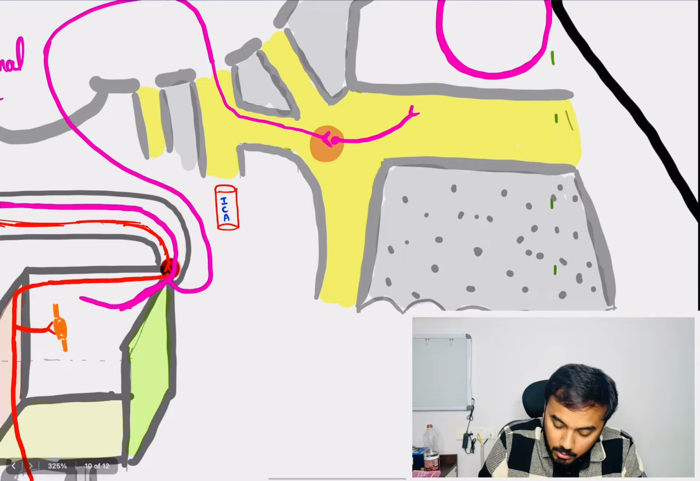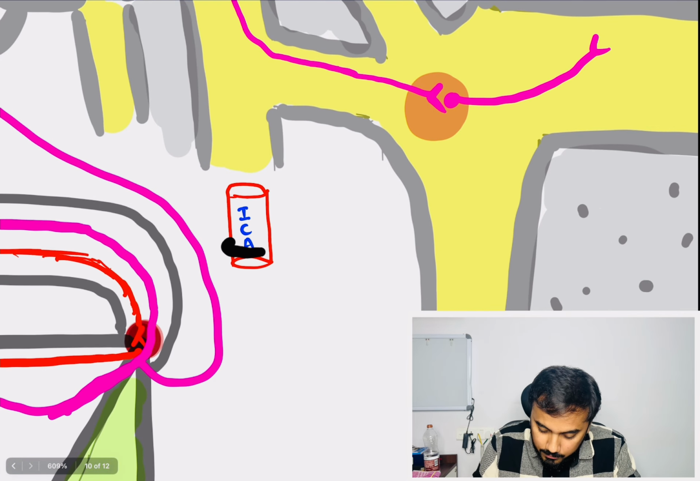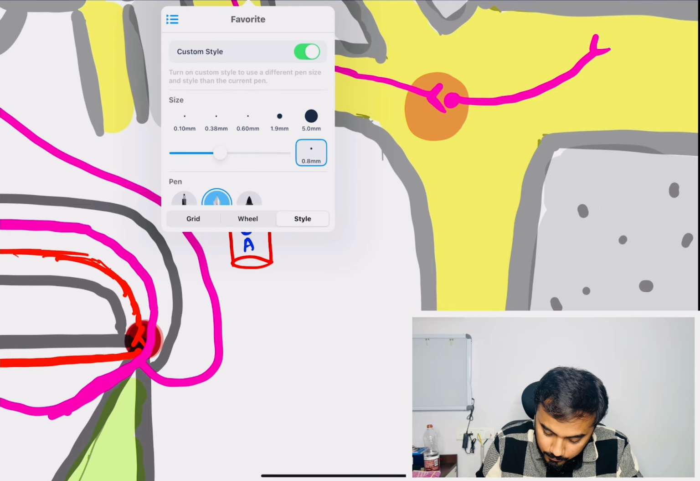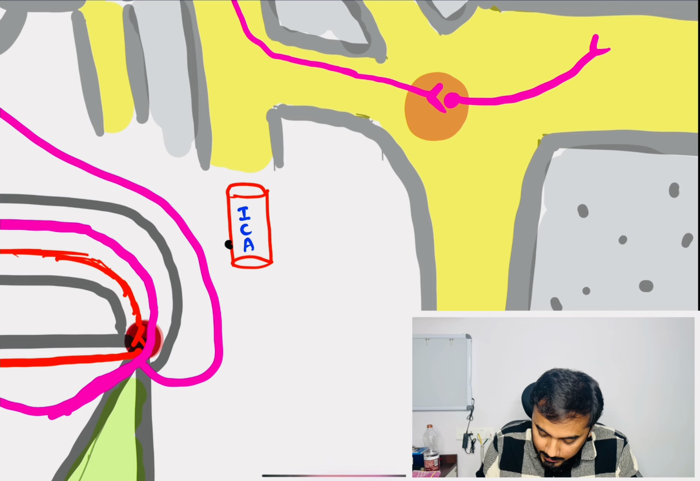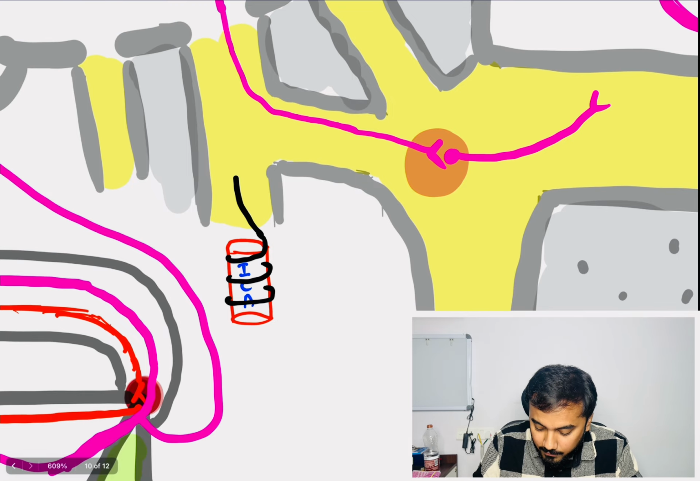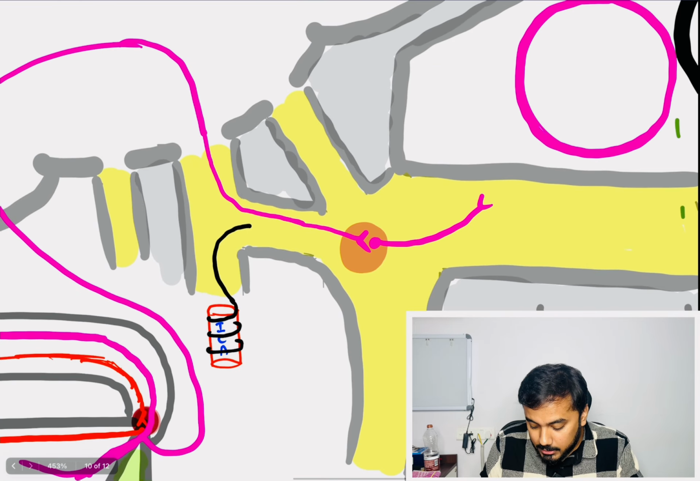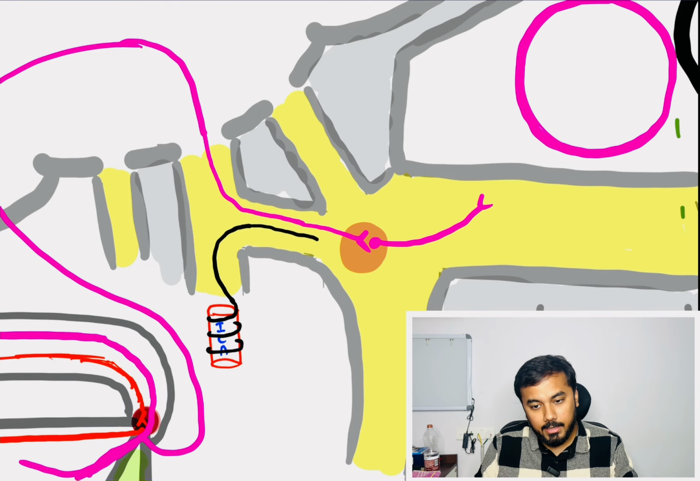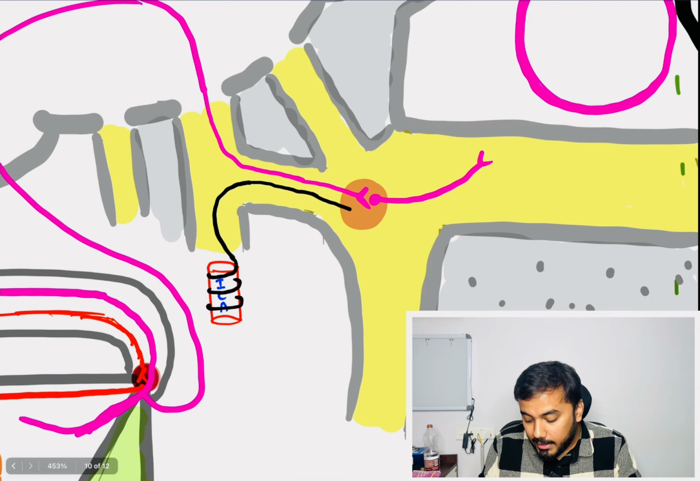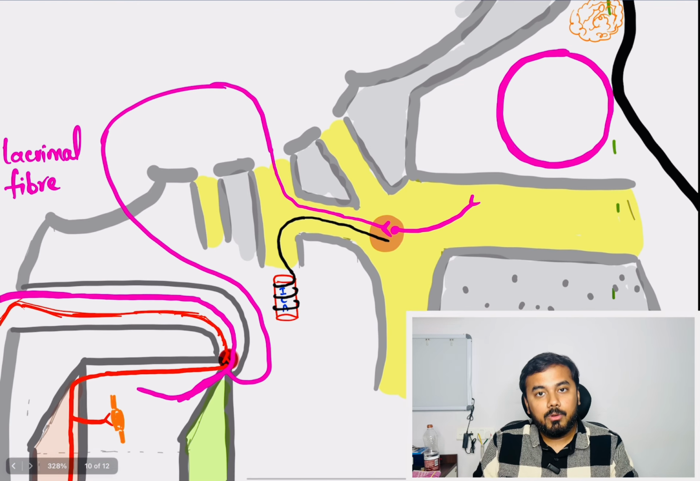Now focus on this part, internal carotid artery. Now surrounding this internal carotid artery, you have got fibers. This is your sympathetic fiber. Okay, this sympathetic fiber will also, along with the lacrimal fiber, enter into your pterygoid canal. ठीक है, enter कर लिया, but it will not undergo any kind of synapse here. ठीक है, now the names will be changed here.